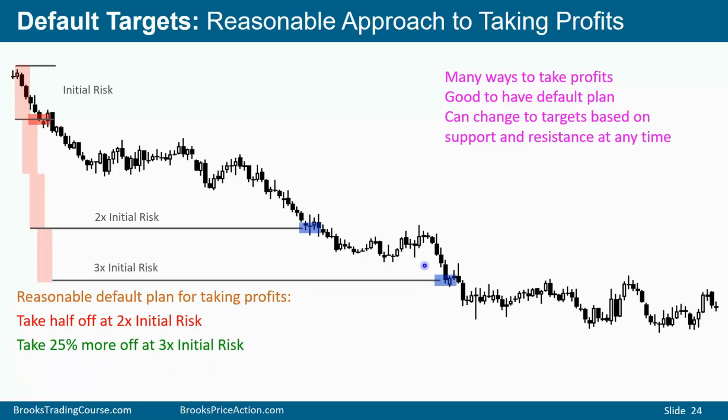Here's 3 times initial risk. So a reasonable approach is to take half off at 2 times your initial risk, and then take another 25% off at 3 times initial risk. And then let's say you take a quarter off here, and then you just swing the balance and you rely on your protective stop. After every strong breakout to a new low, you have a new major lower high. So you lower your stop to just above that new lower high. Toward the end of the session, you look for any reason to exit. For example, a new low, reversal up.